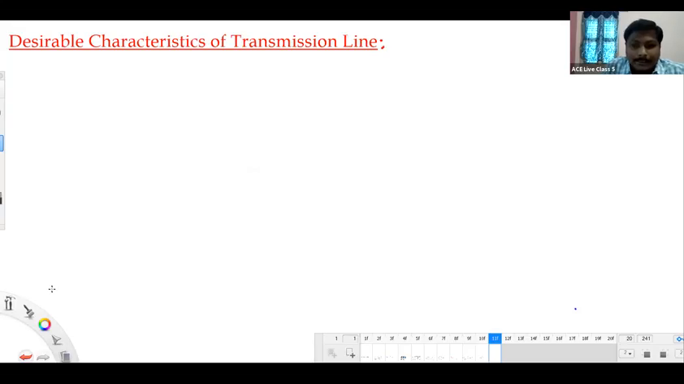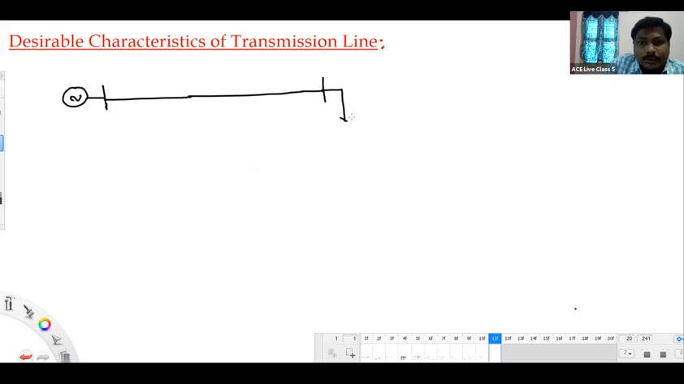See, the basic definition of transmission line, we already said, is a connecting link between a generating station and the load center. So we have a generator and we have a load here. Okay, fine. Listen, it's a line.